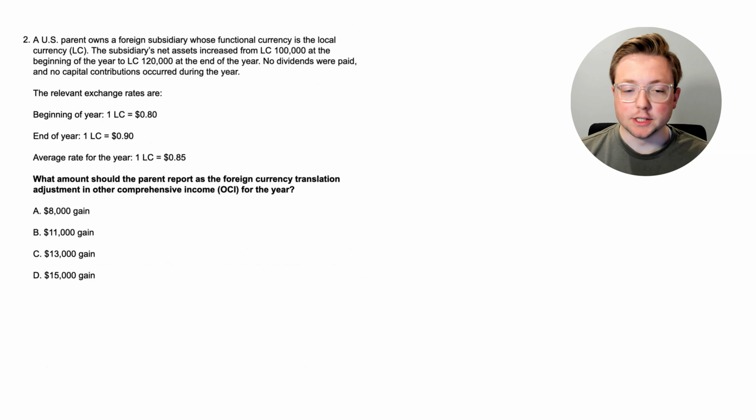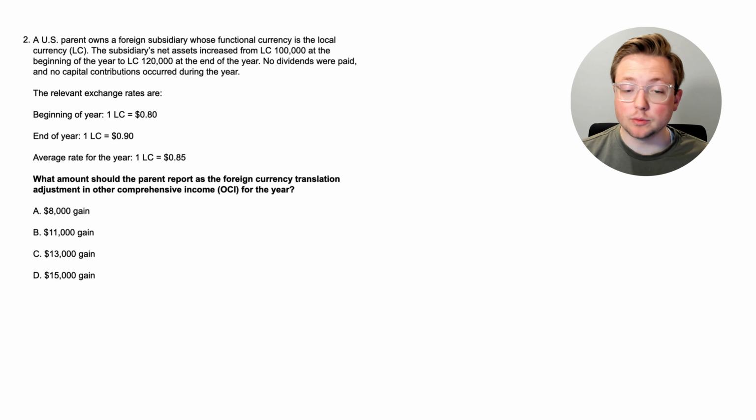Okay, here we are at question 2. What amount should the parent report as the foreign currency translation adjustment in other comprehensive income, OCI, for the year? Let's go up to the top. A U.S. parent owns a foreign subsidiary whose functional currency is the local currency, just LC. So in this case, it's just local currency. We're not sure what that is. The subsidiary's net assets increased from LC 100,000 at the beginning of the year to LC 120,000 at the end of the year. No dividends were paid and no capital contributions occurred during the year.